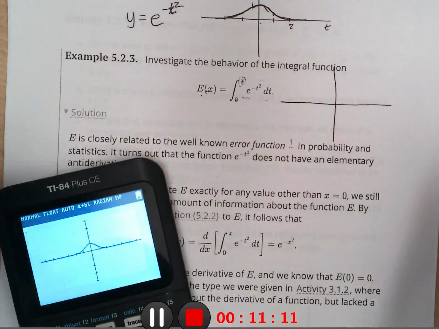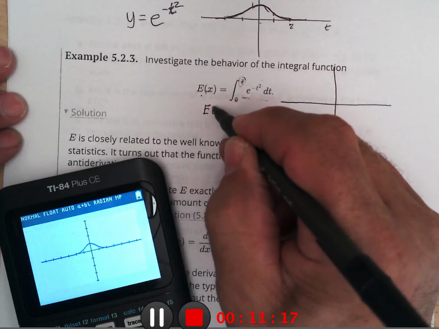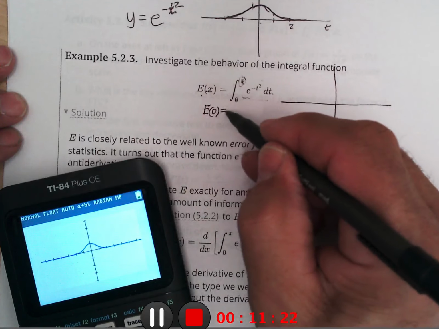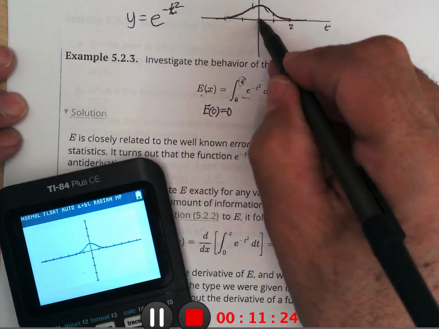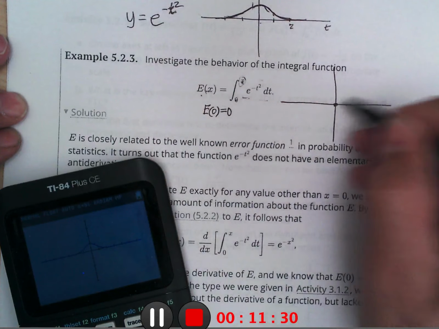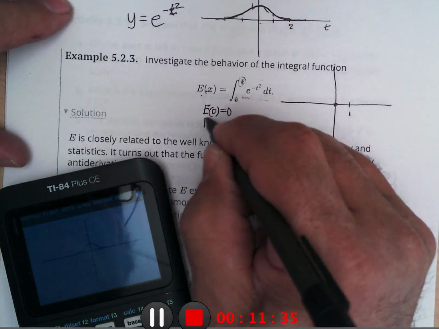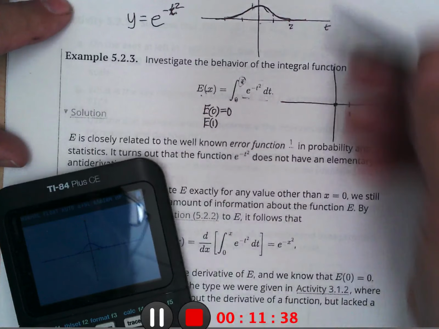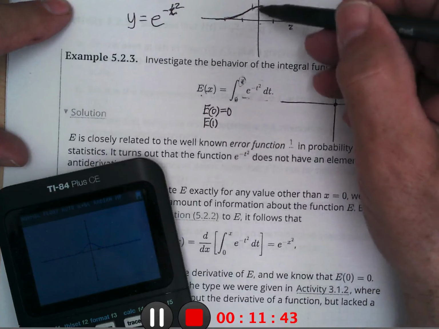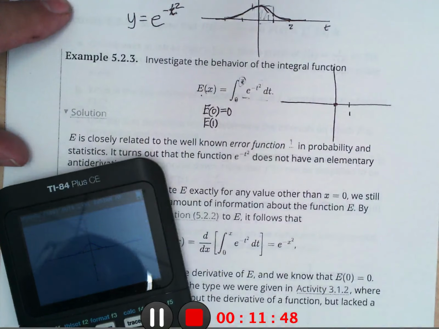So what's E of 0? Well, the integral from 0 to 0 has to be 0. There's no width. And if we look at this, if we go from 0 to 0 under this, you're going to get no area. So E of 0 has to be 0. Now, what's E of 1? Well, that would be the area under this curve from 0 to 1. So from here to there, the area. Well, that looks like it's 0.75 maybe.